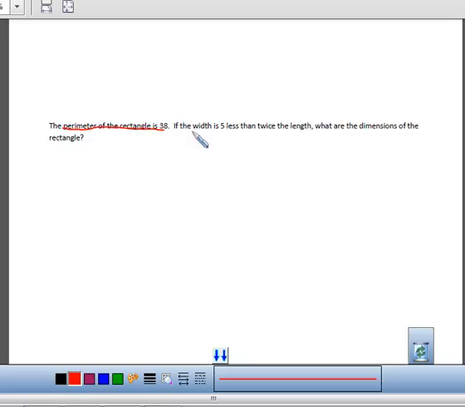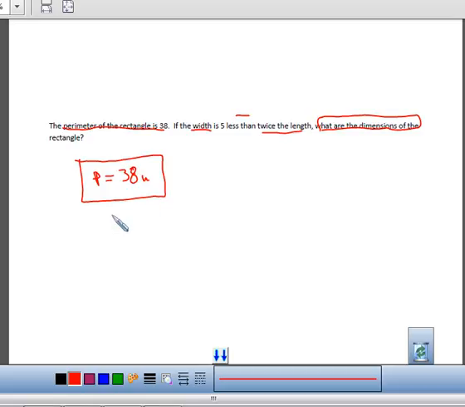The width is 5 less than, so that's subtracting, twice the length. What are the dimensions of the rectangle? Alright, so draw a rectangle. Now this is actually not accurate because the width is going to be bigger than the length. I don't know the length, so I'll call that. I know the perimeter is 38 units. The length I don't know, so I'll call that L.